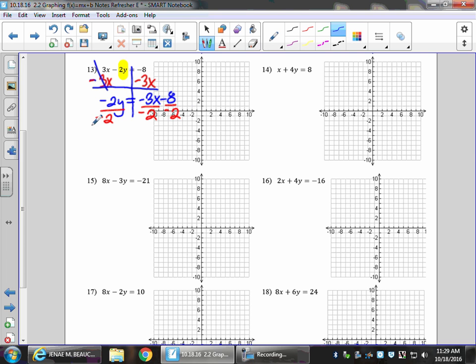What does y equal? Is 3 divisible by 2? No. But we love fractions for slope. Leave it alone. 3 halves. Why am I saying that this is positive? Yes, because we have a negative divided by negative is a positive, and then it's going to be 3/2 x plus 4.